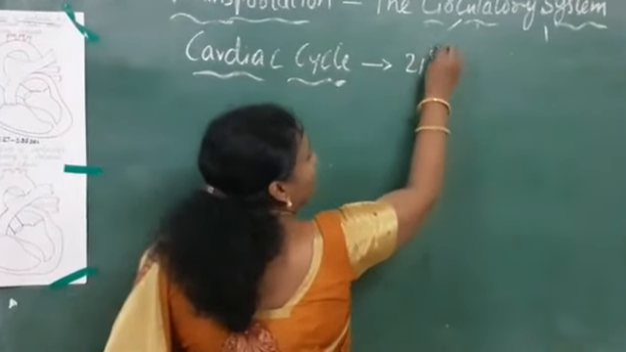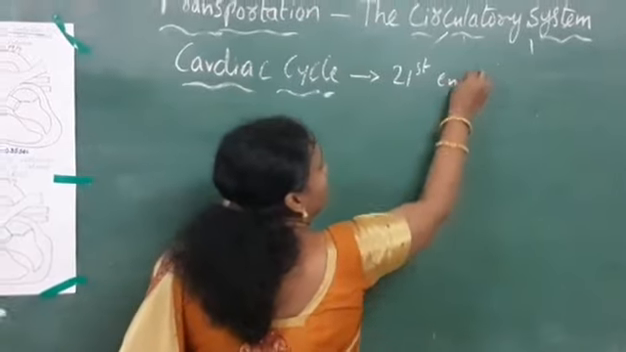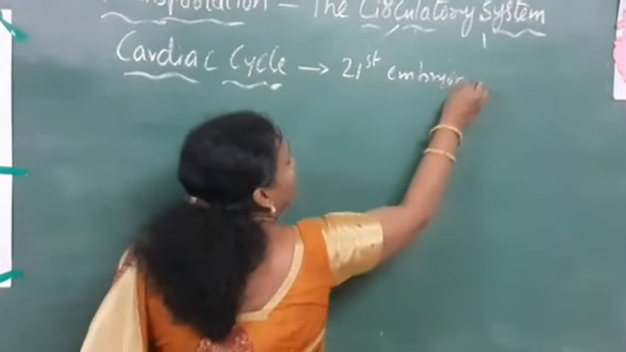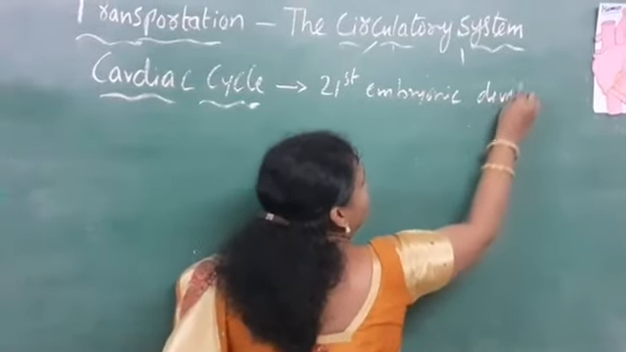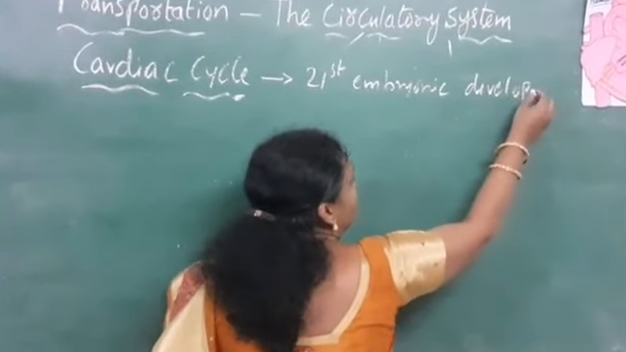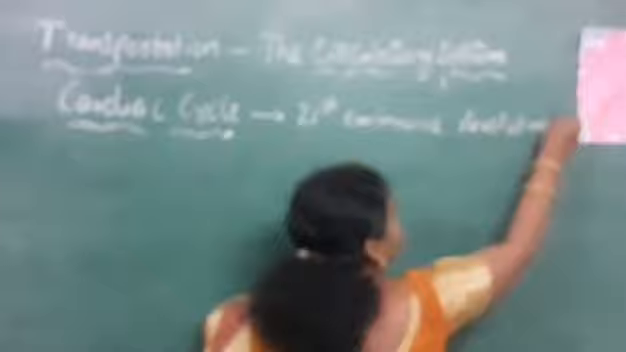So that is when you are in the mother's womb itself, the heart starts pumping the blood, and it continues up to death. From the 21st day of embryonic development, the heart starts working and it continues up to death. If it stops working, we can't live. So in the heart, we observe the cardiac cycle is the most important step. Now let us see how this cardiac cycle occurs.